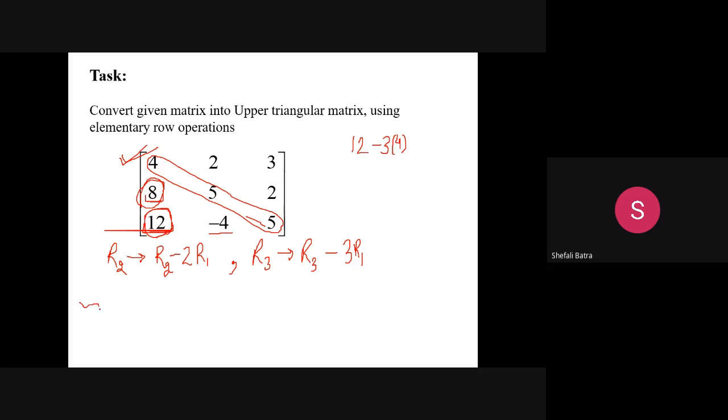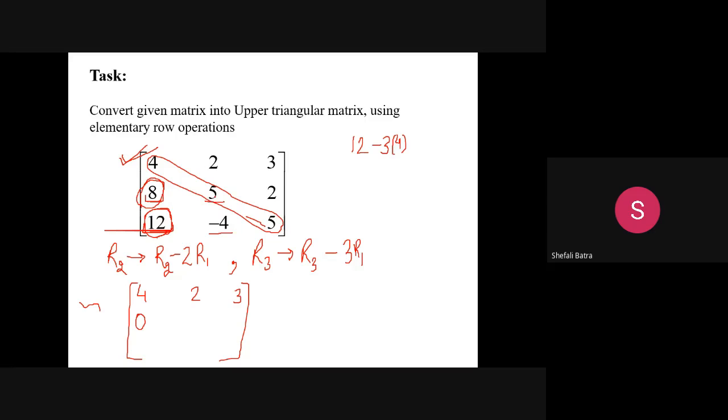That is equivalent to, now you will write the results of these row operations. The first row will remain as it is, 4, 2, 3. Now you need to change all the elements of row 2. So what would the first entry be? Tell me. 0. 8 minus 2 times 4 is 0.